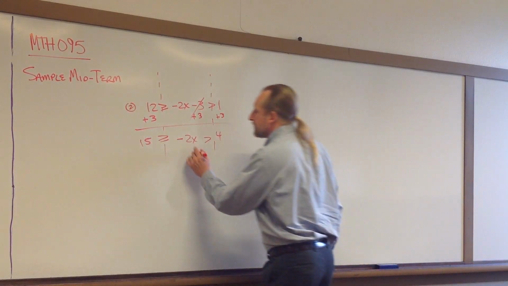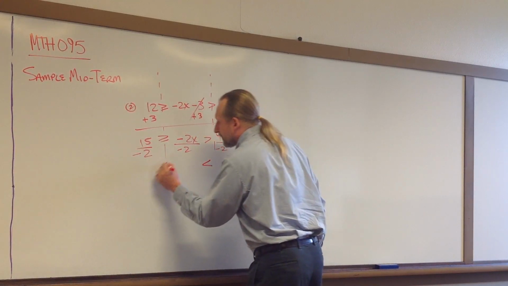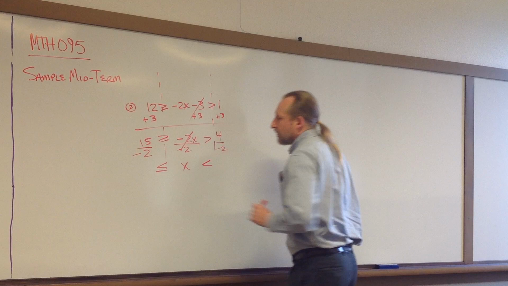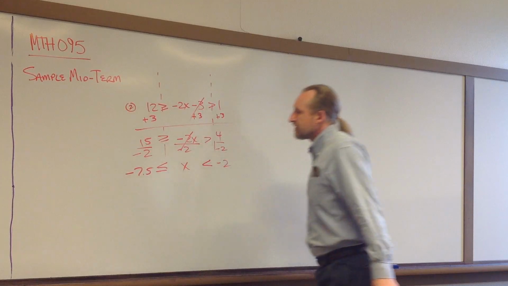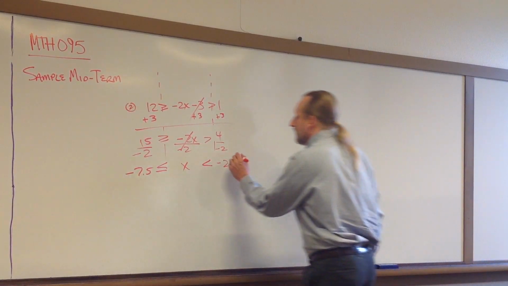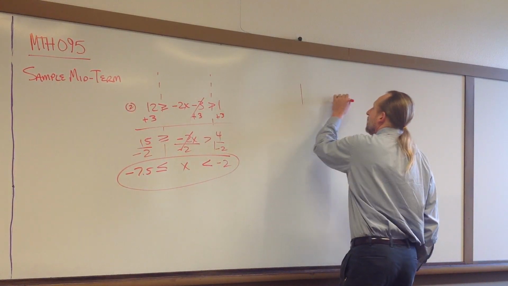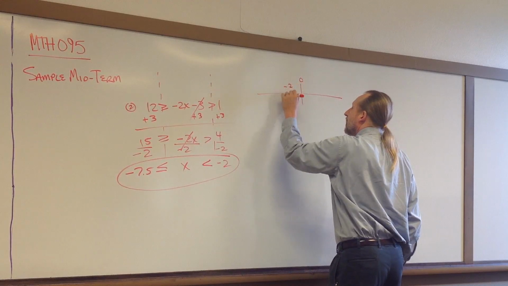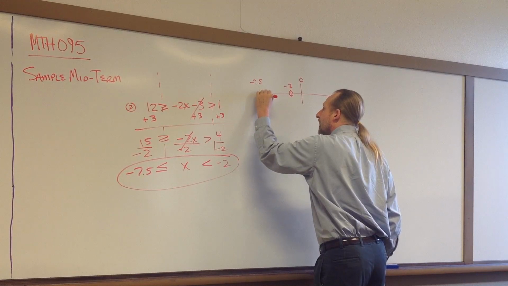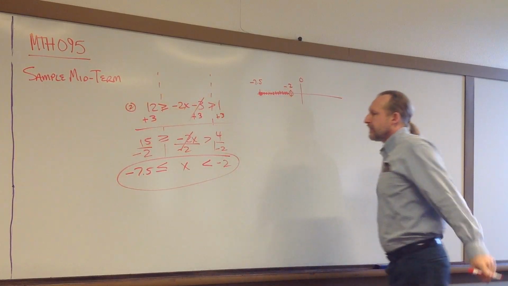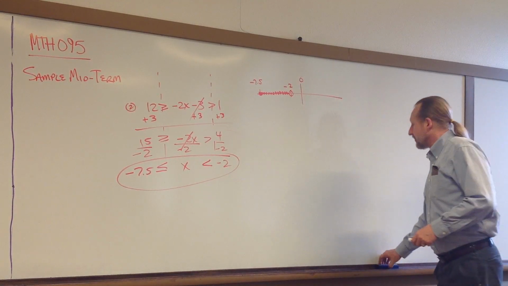And then same thing with the negative 2. I'm going to divide everything through by negative 2. That makes these flip around. We're left with x in the middle. This will be negative 2, and over here we'll get negative 7.5. Okay, so there's our answer. X less than negative 2, but greater than or equal to negative 7.5. There's 0, negative 2, negative 7.5, and then we want everything in between. Okay, all right, so that's problem 2.